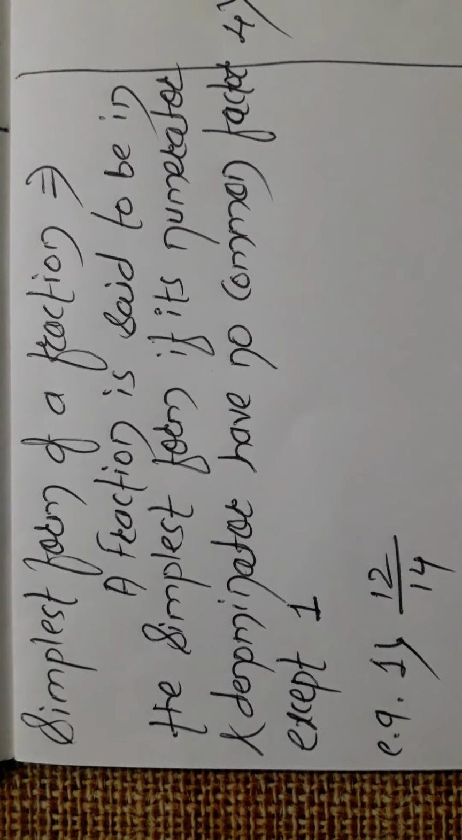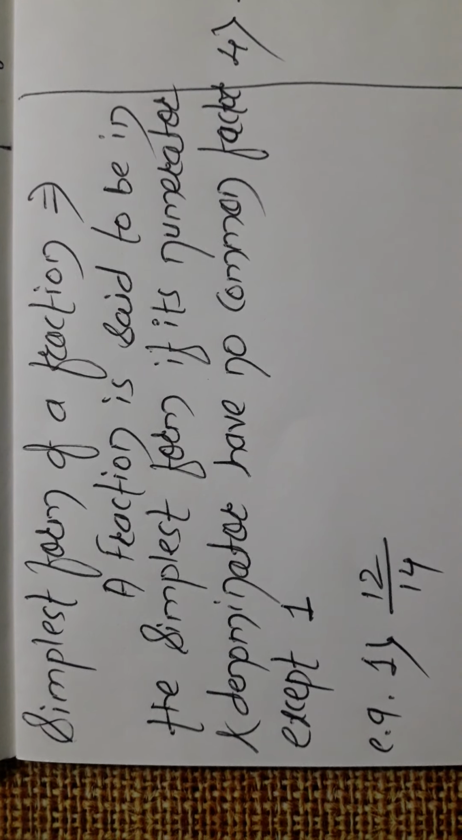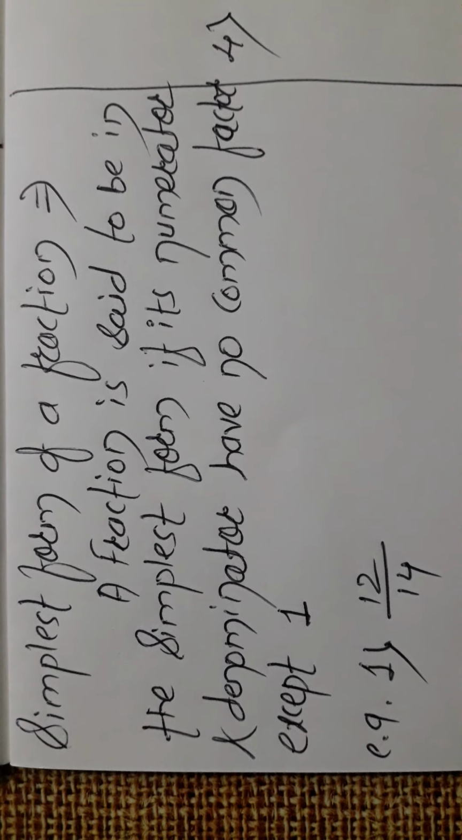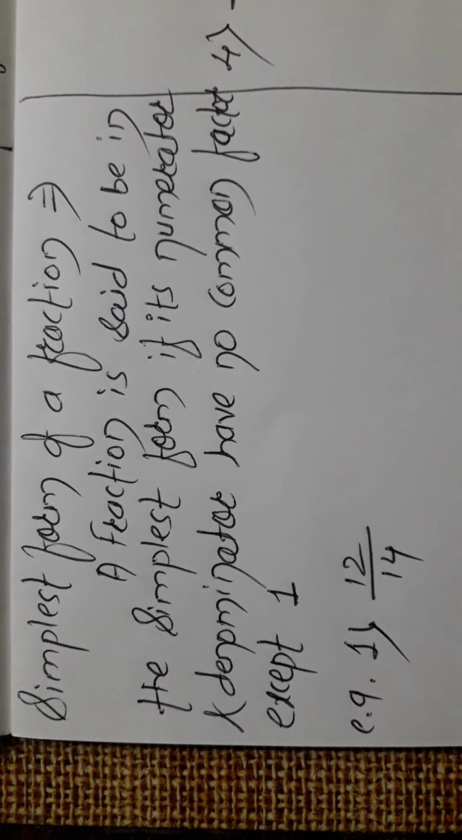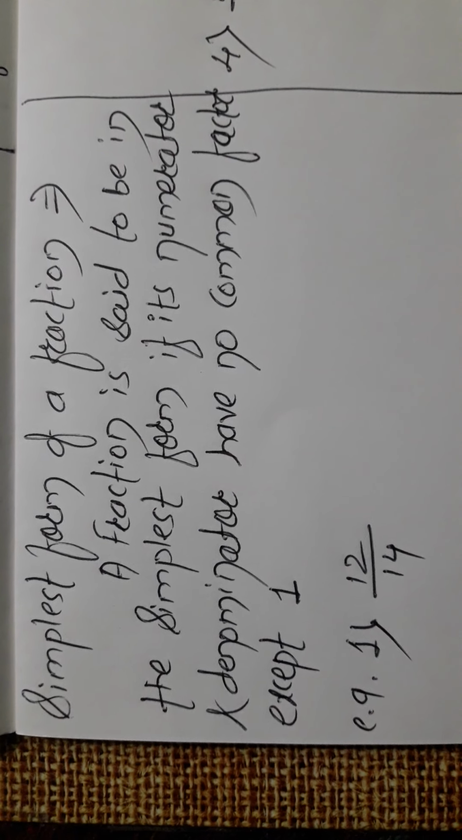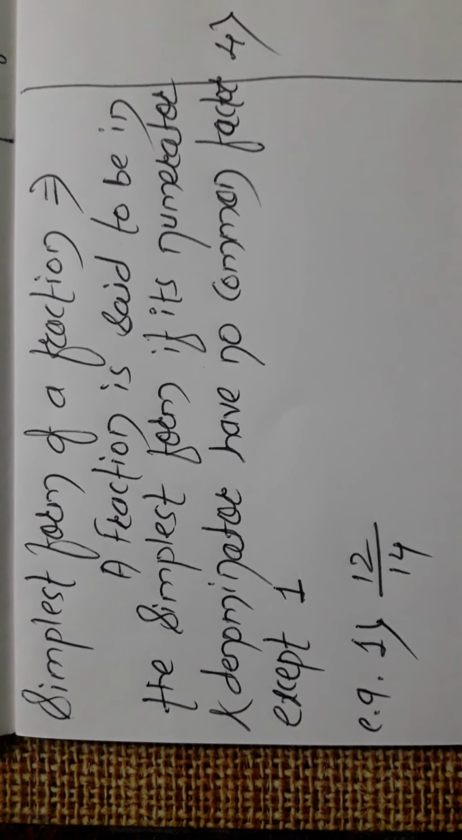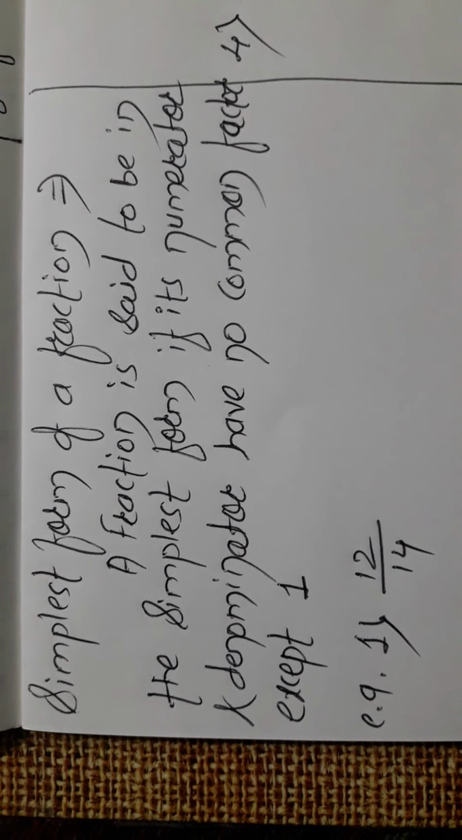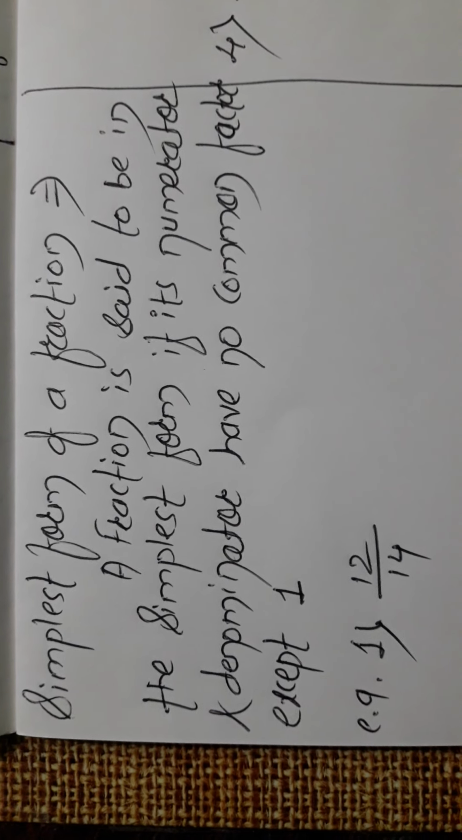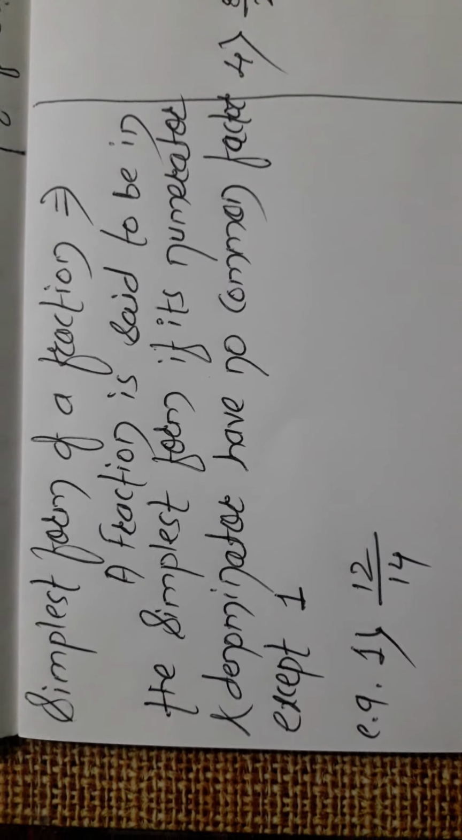Again, one important thing: the students who understand how to find the simplest form of a fraction are perfect in tables. If you are perfect in tables, 100% you will get the idea within a fraction of a second. If you are not perfect in tables, then it is a little problematic for you. That's why at least up to 10 you must be perfect in the tables, means up to the number 10 you have to memorize the tables. This is a very important thing.